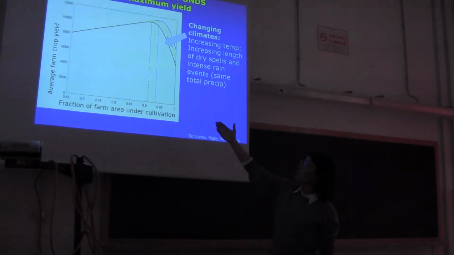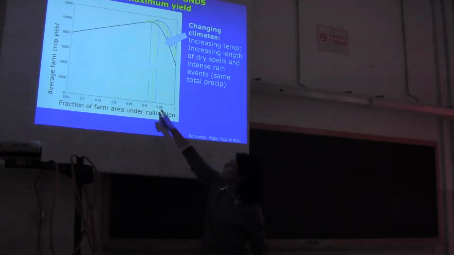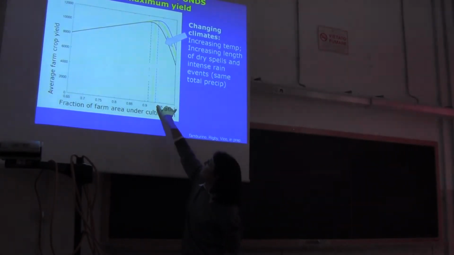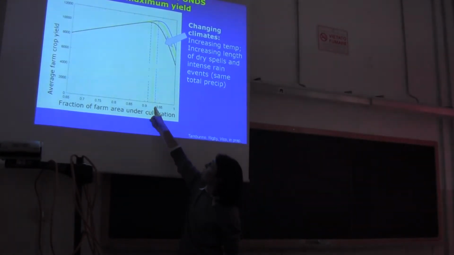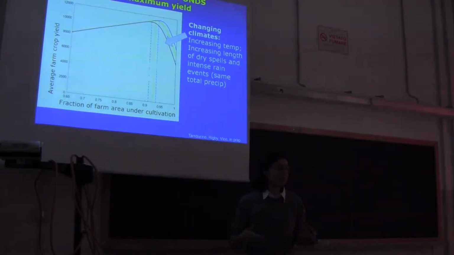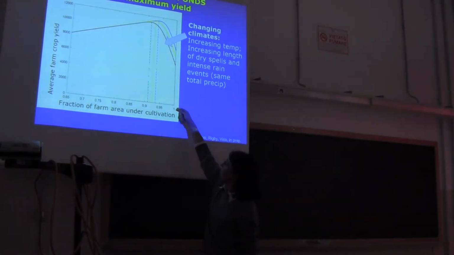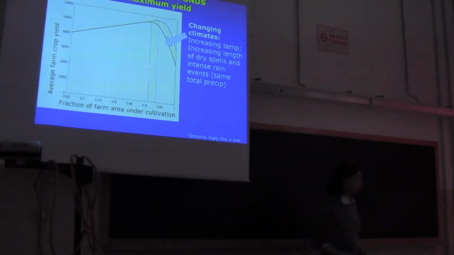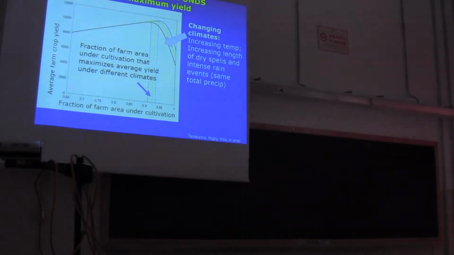Now, if your goal is maximizing the average yield, well, under these different climates, you see what you're supposed to be doing. You basically should be having a pond this size, and not unexpectedly with this climate change, you probably need to go for bigger and bigger ponds. Good.